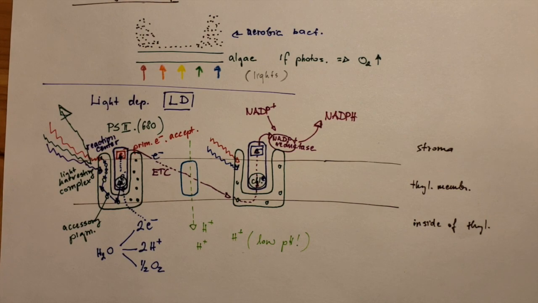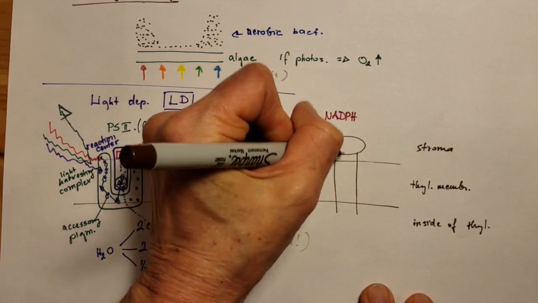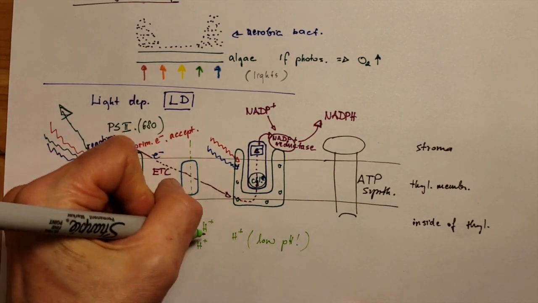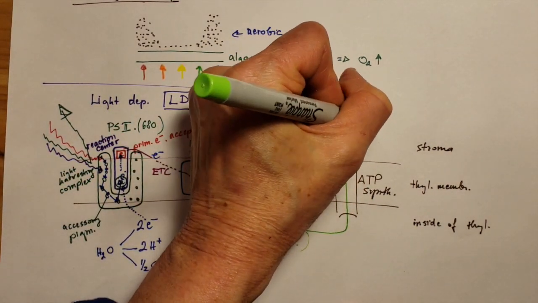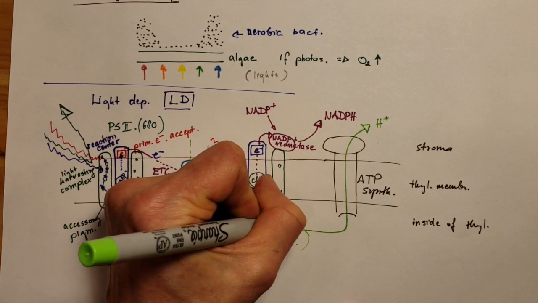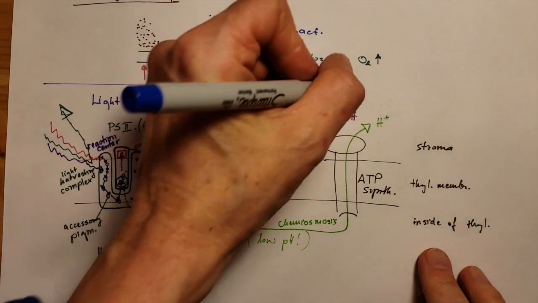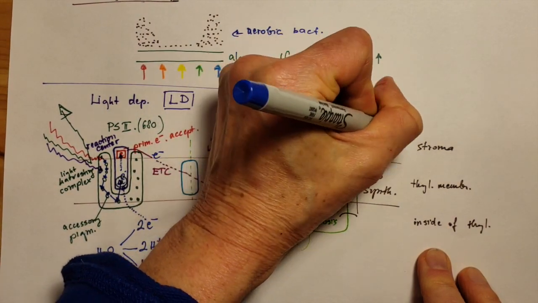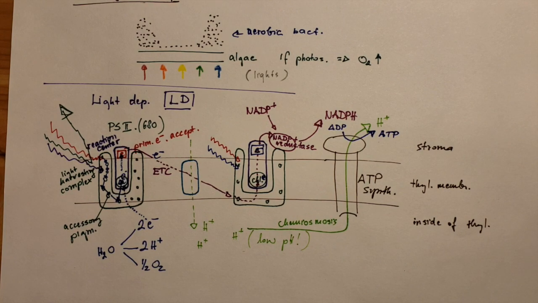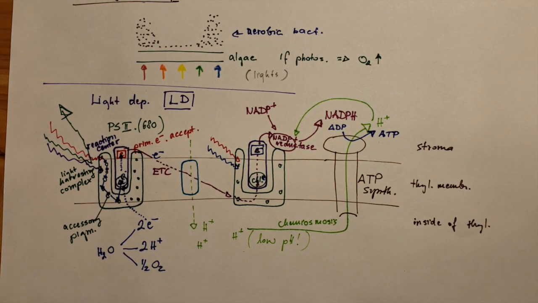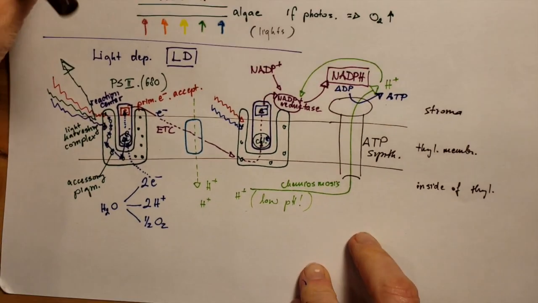The NADP plus reductase is going to reduce the NADP plus to NADPH, and the accumulated hydrogen ions inside of the thylakoid are going to go through the membrane, and there's an ATP synthase that will help to make ATP with the hydrogen flow. This whole thing is the chemiosmosis. The hydrogen ion is going to get attached to NADP plus to form NADPH.